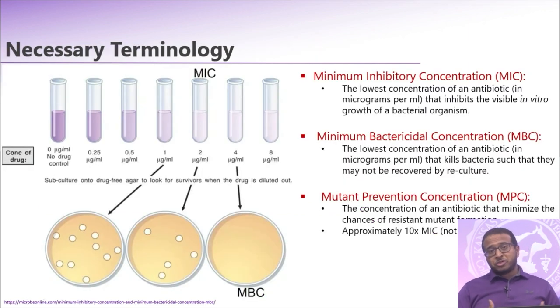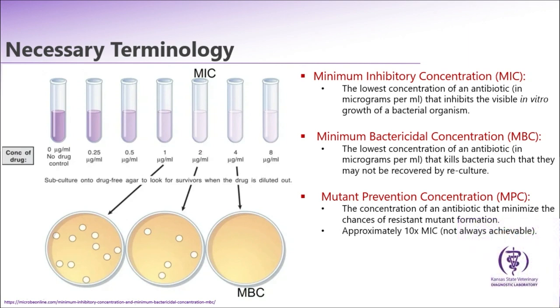So to shift gears a little bit, we're going to talk about some of the definitions that are important for us when we discuss antimicrobial susceptibility. Some of this terminology our veterinarians and our audience are very familiar with. The first one is the MIC, the minimum inhibitory concentration, right? This is the lowest concentration of the antibiotic that is required to inhibit the in vitro growth of bacteria.